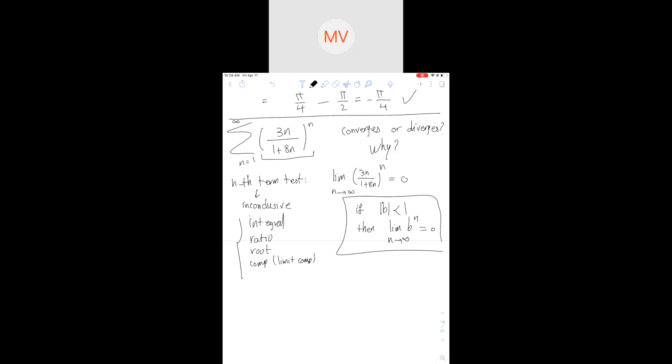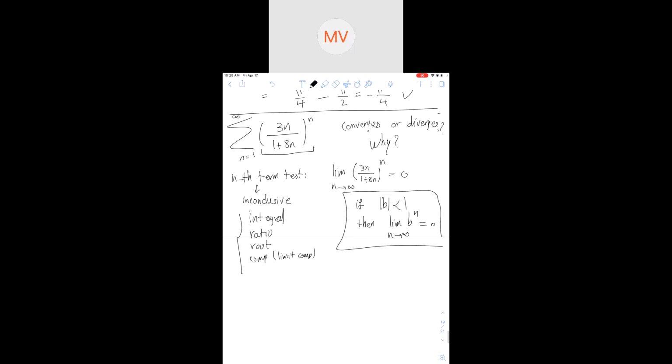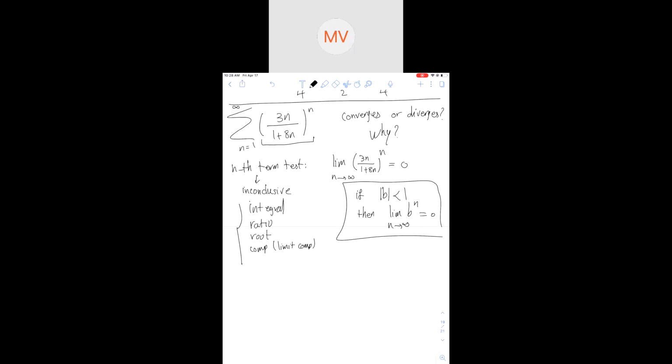We have alternating. This is not an alternating series. So what test is the most efficient? Remember, there might be more than one test working here, but we want the quickest. There you go. Root is the one.